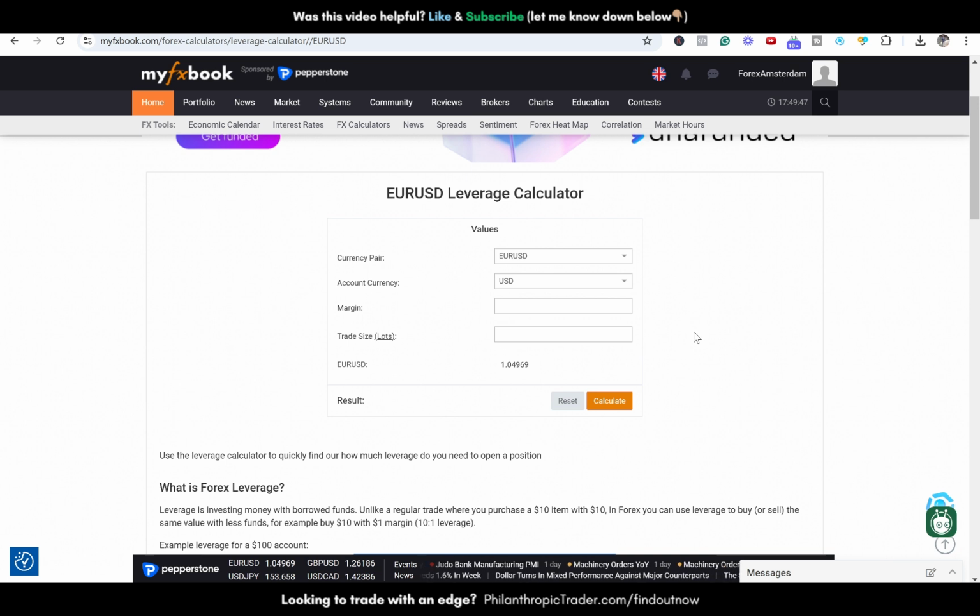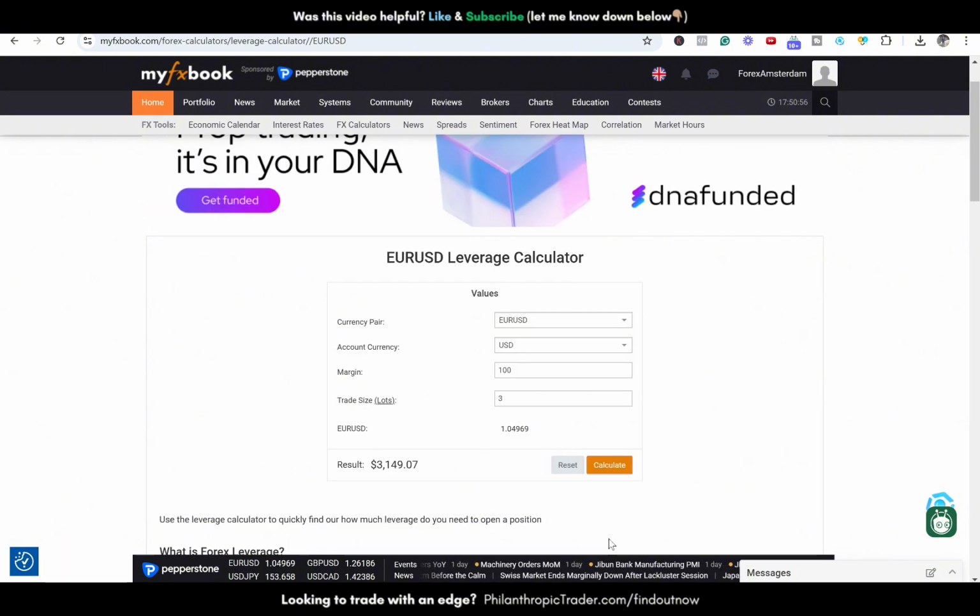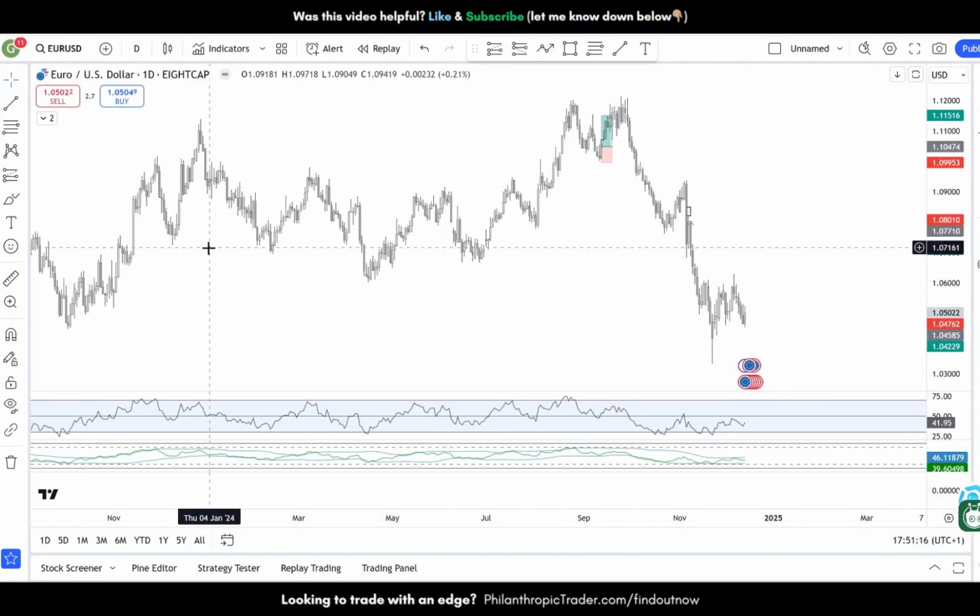So here we have my FX book. You can just use this tool for free. Just Google EUR/USD leverage calculator, something like that. We go to TradingView. Okay, over here we are looking at a EUR/USD chart on TradingView.